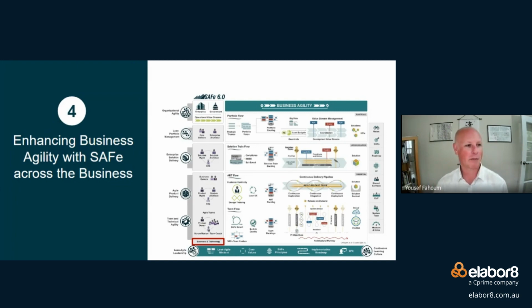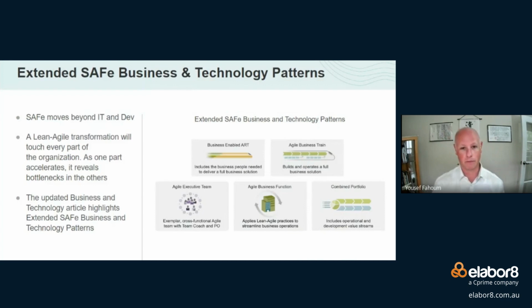We've seen time and time again that businesses, organizations and individuals who are really successful at agile transformations, at scaling their agility, have pushed it across, and the entire organization has started to adopt it in various ways. And that's what SAFe 6 is really focusing on, enhancing business agility with SAFe across the framework. So if we jump to the next slide, James, we can start to see how SAFe is doing that.